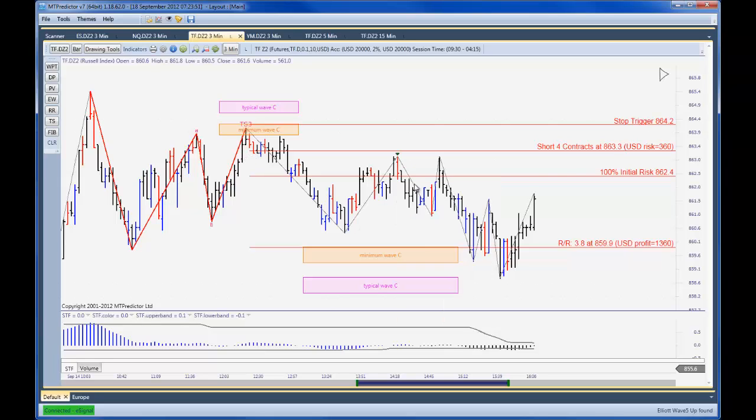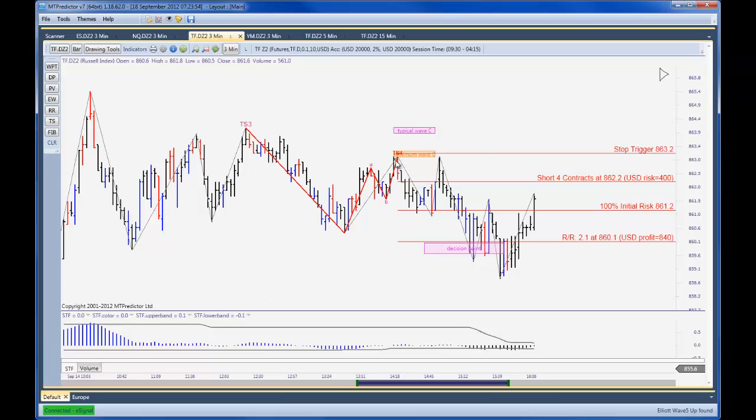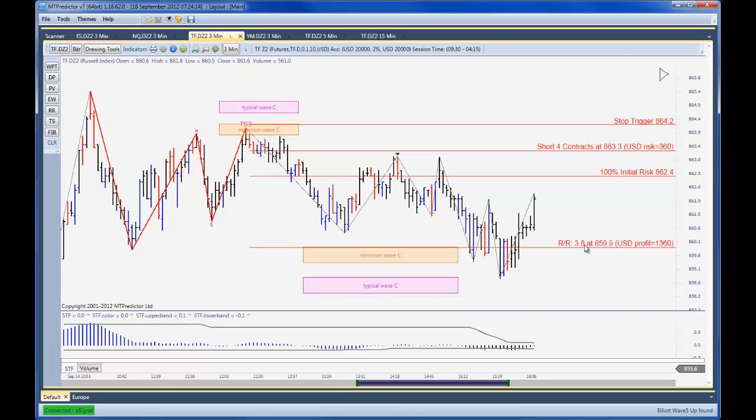So if you did add another position here, again the market came down to its first target, which is also the same area as the first target from this initial trade, so you could have actually put in another plus 2.1R. So the Russell Index actually gave us quite a good day on Friday, where there was a plus 2.1R profit and a plus 3.8R profit.